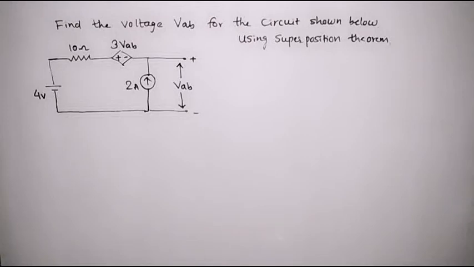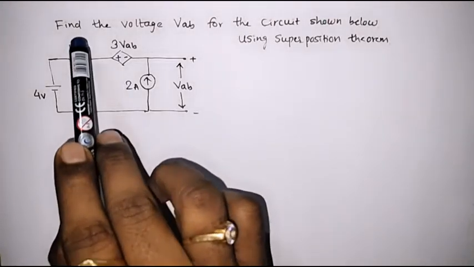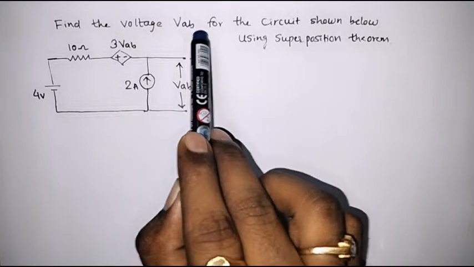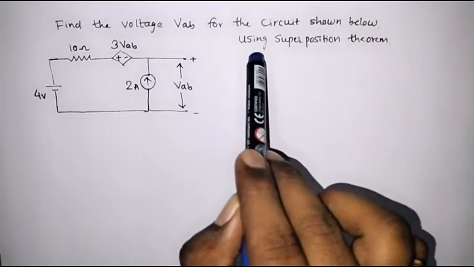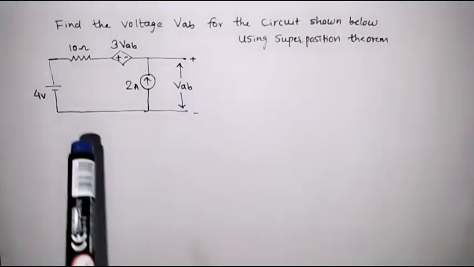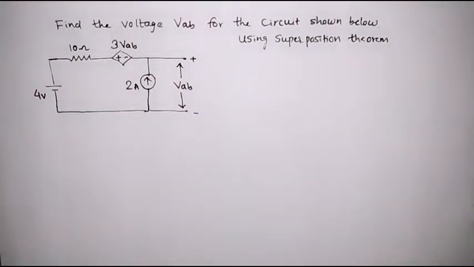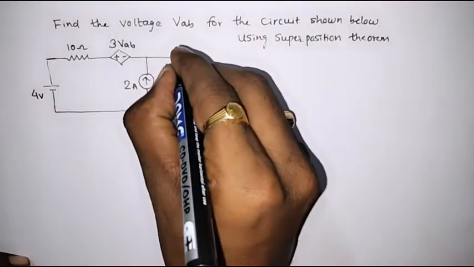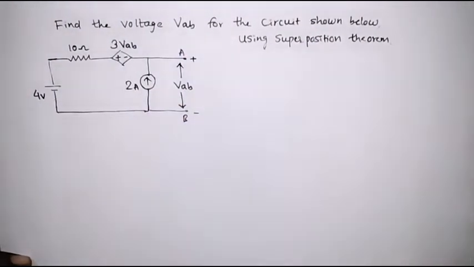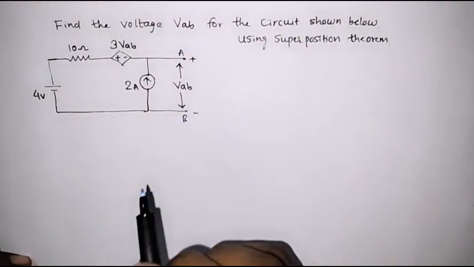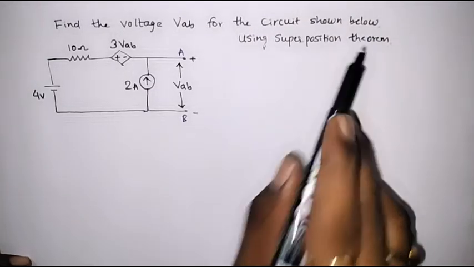Let's take one example on superposition theorem. Find the voltage VAB for the circuit shown below using superposition theorem. This is the given circuit. We are supposed to calculate the voltage between terminal A and terminal B. It is known as VAB using superposition theorem.